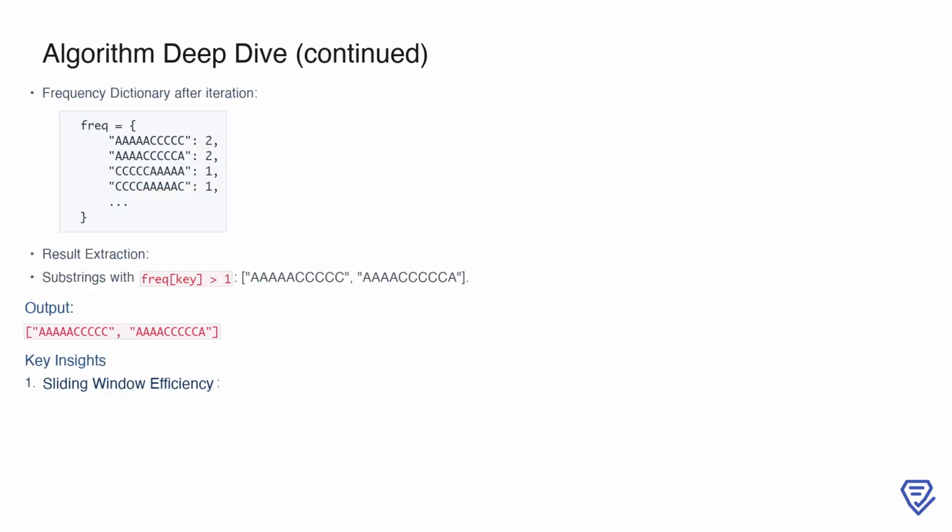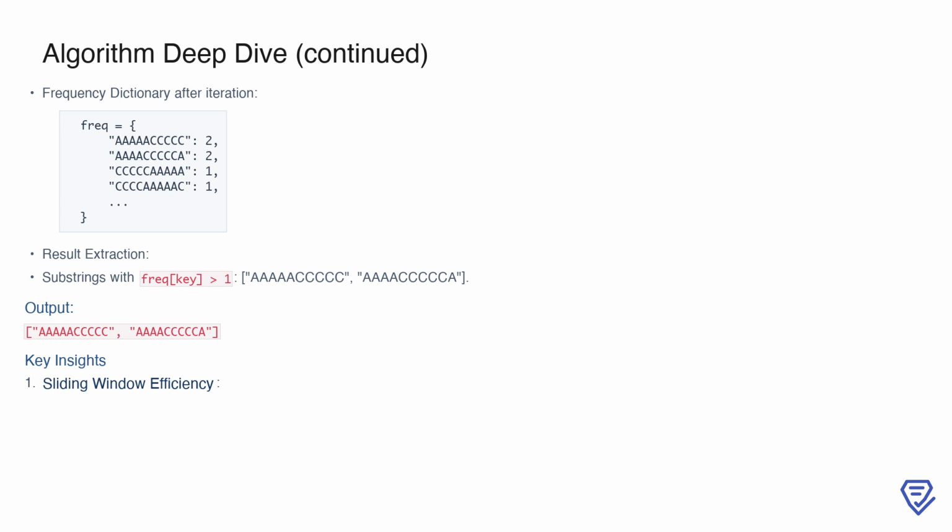Once the sliding window traversal is complete, the frequency dictionary contains the occurrence counts of all 10-character substrings. For example, we might have frequency equals A: 2, C: 1. To extract the result, we filter this dictionary to find substrings with a count greater than 1, producing a final list of repeated substrings like AAACCCC, AACCCCA. This output represents the substrings that appear more than once in the input string.